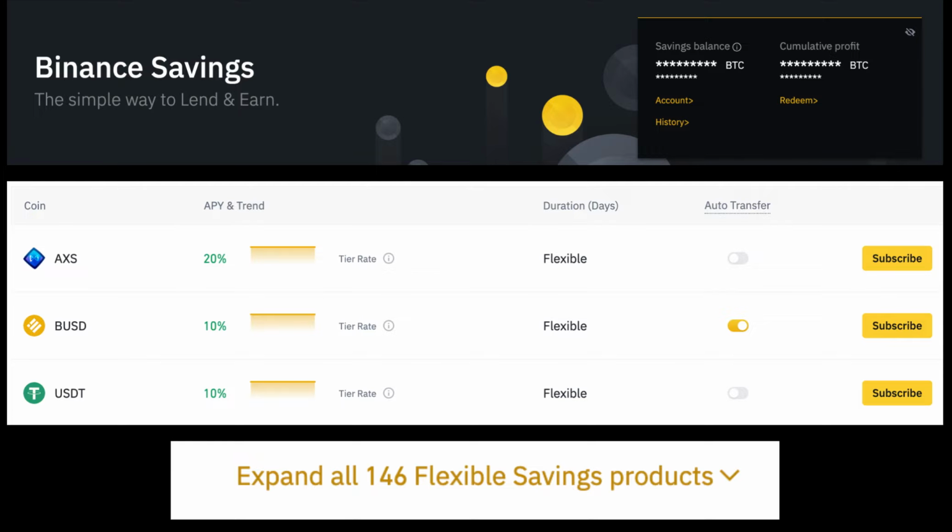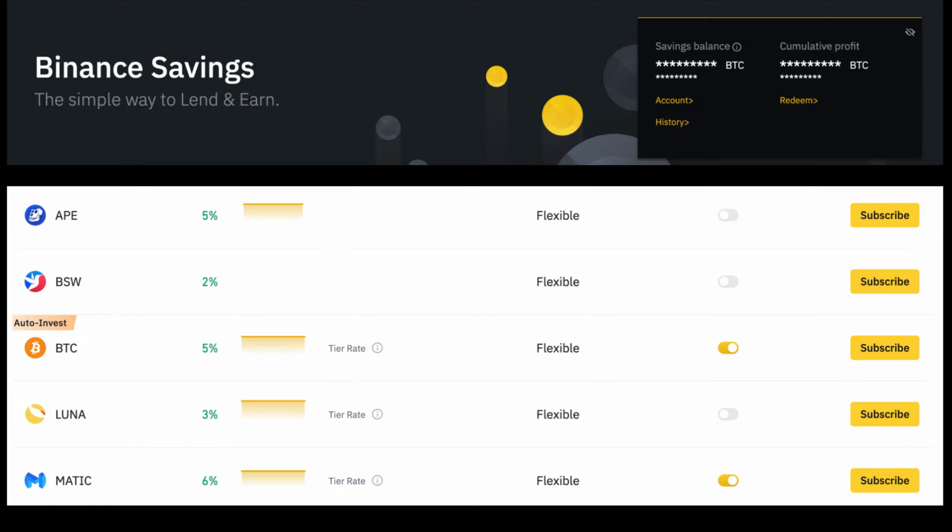First of all, Binance Savings. These are flexible savings in your crypto savings account. You can subscribe your crypto to earn interest with the flexibility to redeem your funds at any time in literally 1 second. And that's literally crazy in my opinion. Whether it is your Ape coins, your Bitcoin, your Luna, MATIC, etc., Binance offers passive income opportunities on most coins on their platform with zero risks at all.